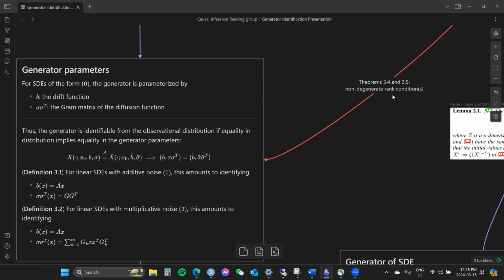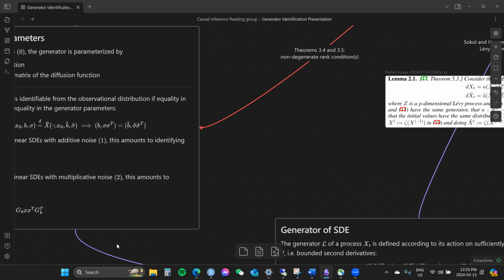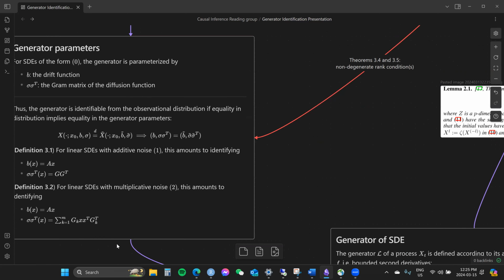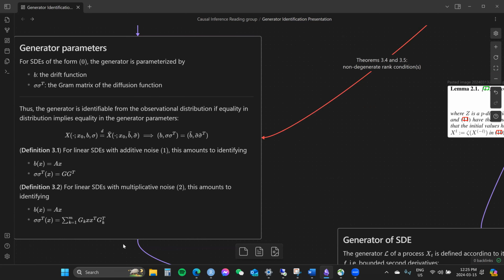And you'll have two different theorems. 3.4 is for the additive one. You recover these and therefore get the generator from that. 3.5 is for the multiplicative one, where you have to get these ones. Okay, but why do we care? I think it should be B of X, not B of A. A times X is a linear function of X. If it's just B. Oh, you're right. Yeah, okay, that is fine.